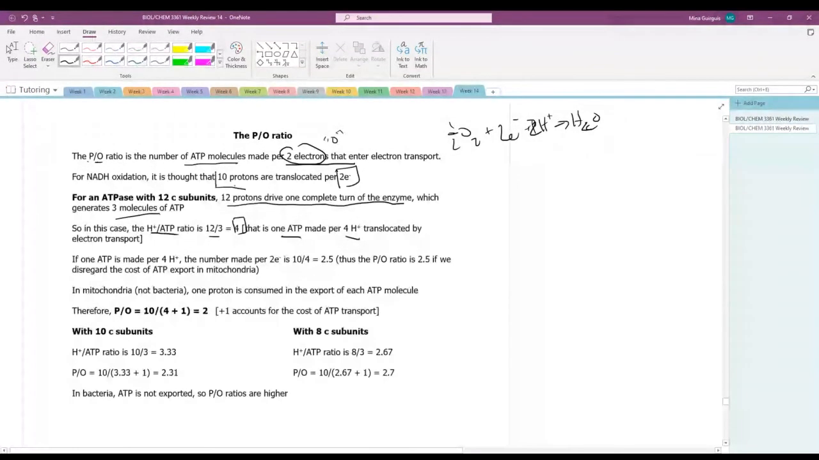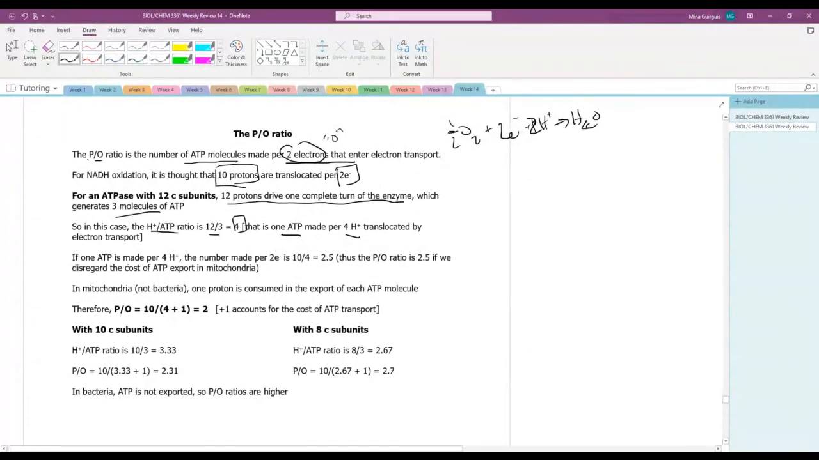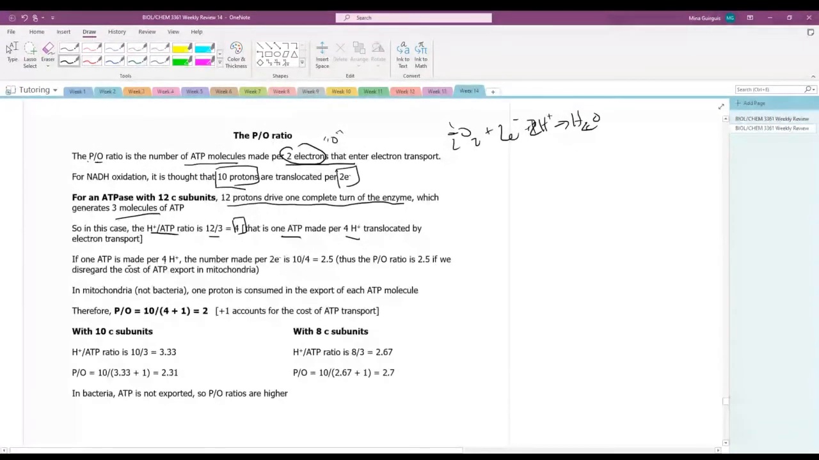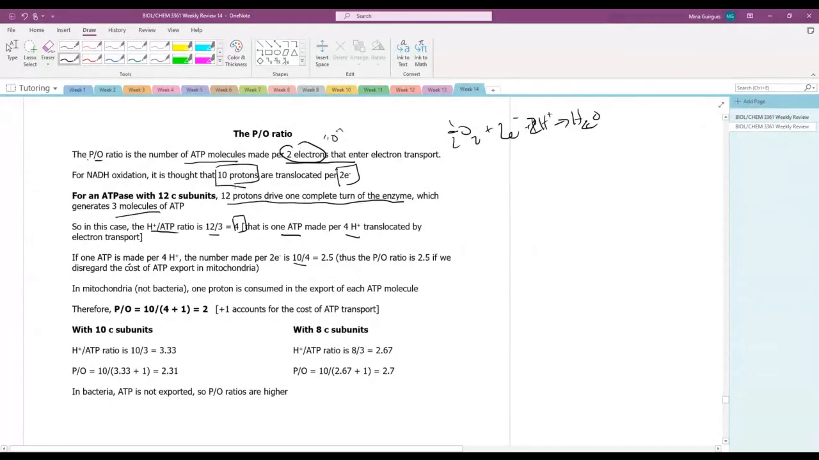And we know that we have 10 protons here, right? So if 1 ATP is made per 4 protons, then 10 over 4, because we have 10 protons from NADH, is 2.5. And that's 2.5 per 2 electrons, which makes 2.5 the P to O ratio. Okay, and that's disregarding the cost of ATP transport out of the mitochondria and everything like that.